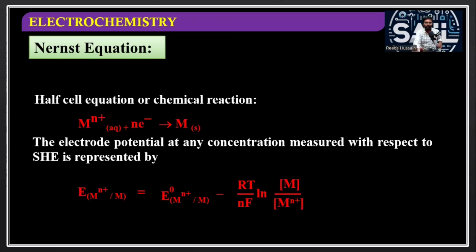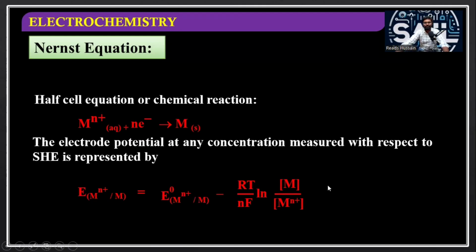I hope you have written the previous reaction. So what is that previous reaction? Here, what is this M? This M is the concentration of product. This is the product, these are the reactants. Product concentration by reactant concentration. What is the product? M is the product, and M plus n is the reactant. But what is M here? M is nothing but metal. For metals, the molar concentration is taken as 1.